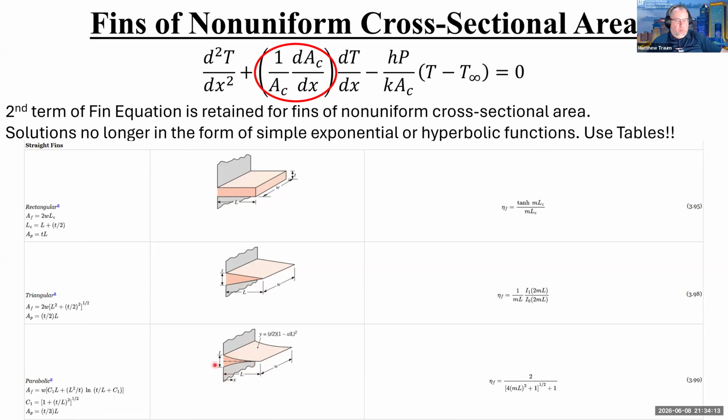Why, by the way, would you want a triangular fin or a parabolic fin? Well, sometimes you're trying to reduce the amount of material that you're using or trying to reduce the weight. And so these shapes will give you very similar heat transfer performance to this shape, except they weigh less and they use less material, right? So they're beneficial in that regard.